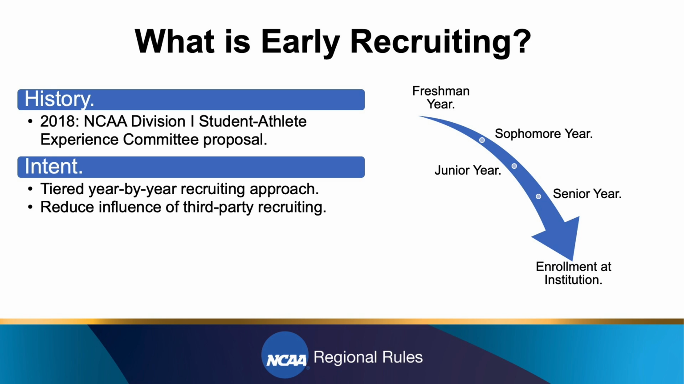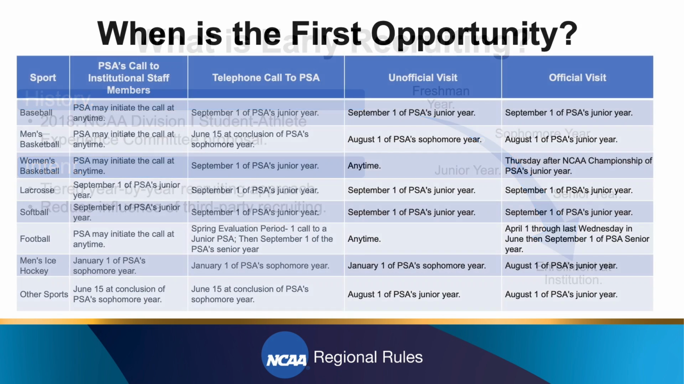They wanted to introduce prospective student athletes to the recruiting process gradually. The tiered approach that they determined allowed more focus on high school academics, prospective student athlete well-being with limited recruiting activity early in the high school years, and they wanted to reduce the influence of third-party recruiting. The Student Athlete Experience Committee looked at a tiered approach that can be broken down into 4 subsections.